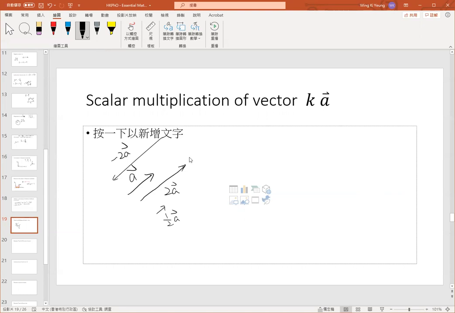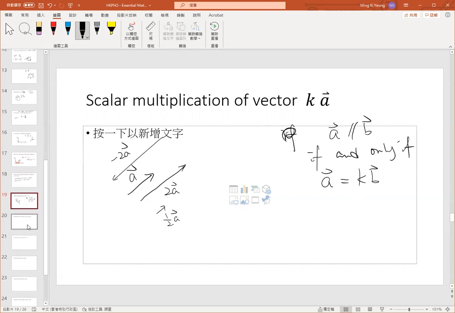Be aware that if vector A and vector B are parallel to each other, actually if and only if, then vector A can be written as some constant times vector B. Whenever these two vectors are parallel to each other, you can express one vector as a scalar multiplication of the other vector by some scalar, some constant.